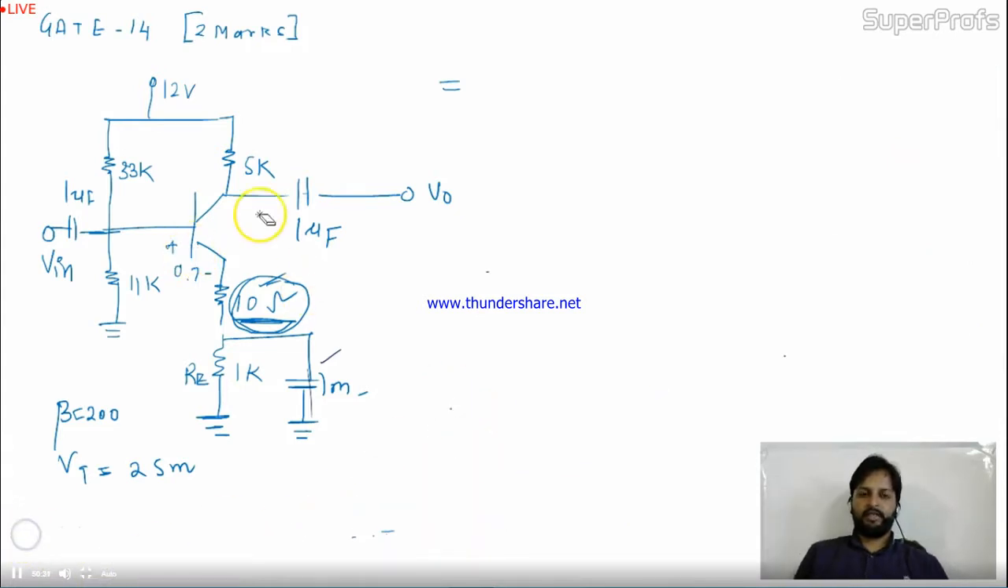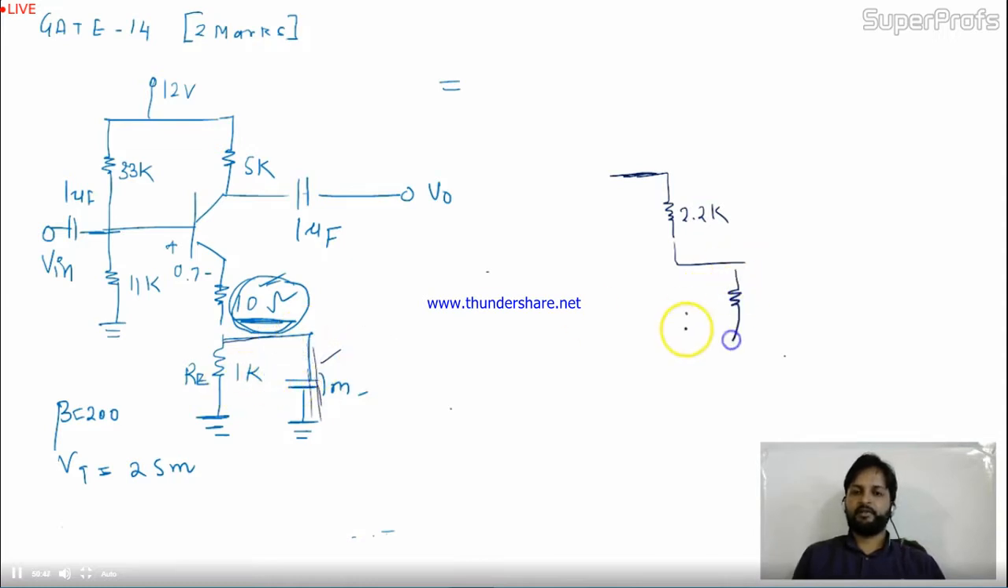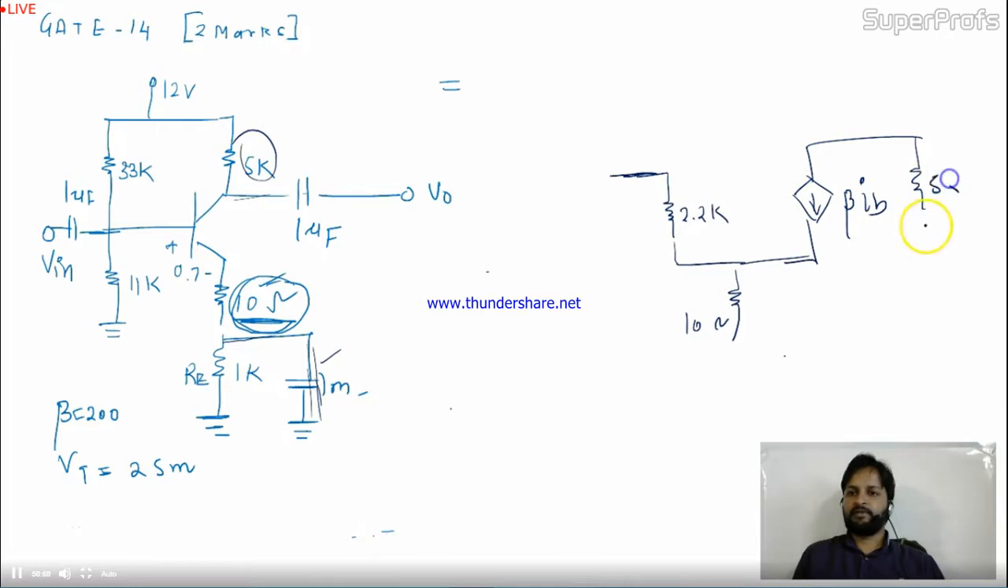Now the AC analysis for this. The AC analysis needs beta Re, which we calculated as 2.2K. The AC analysis will make this part short, so this part will be over. Here it will be 10 ohm only. This will be connected with beta IB. This is beta IB, the collector, and the collector is connected with 5K up to ground. So this is 5K. Here I'm taking V0.